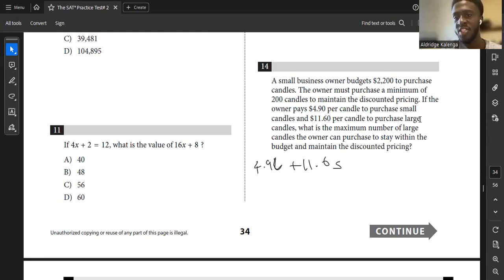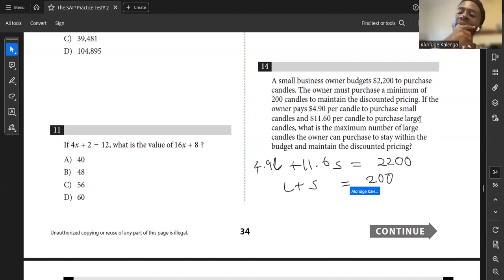But what's his budget? So all this should be less than or equal to 2,200 because that's the budget. But at the same time, how many candles does he want to buy? A minimum of 200. So this together should be 200 or more, right? And we can just solve these as equations to make our life easier, and then we just interpret it based on the question, if that helps. So we can just solve them as equations.